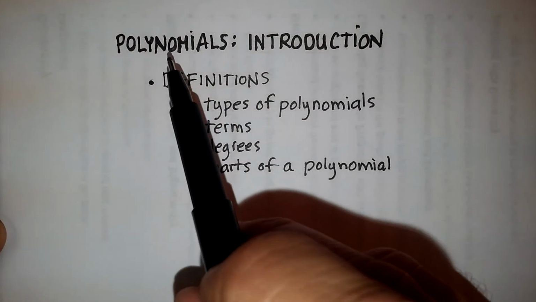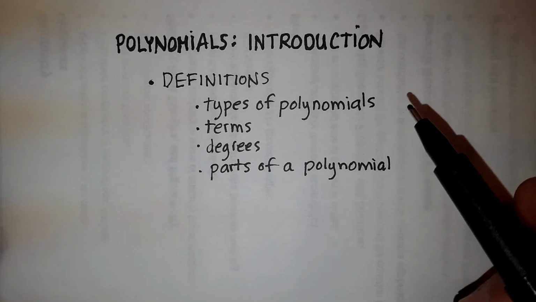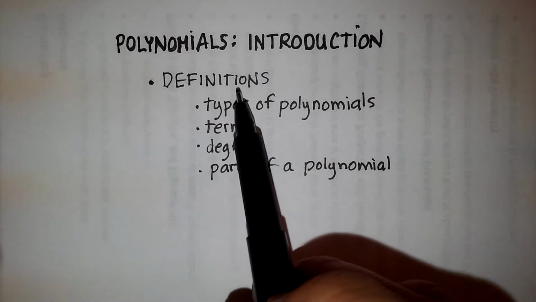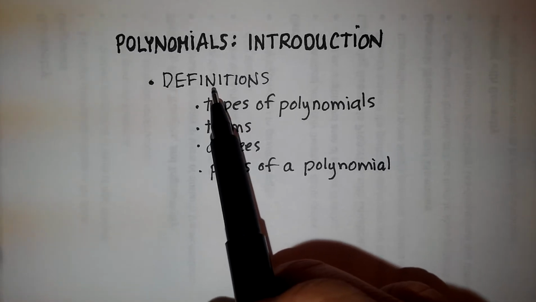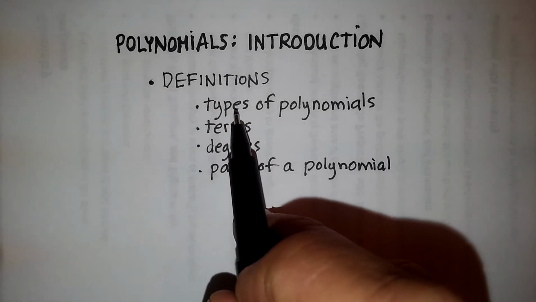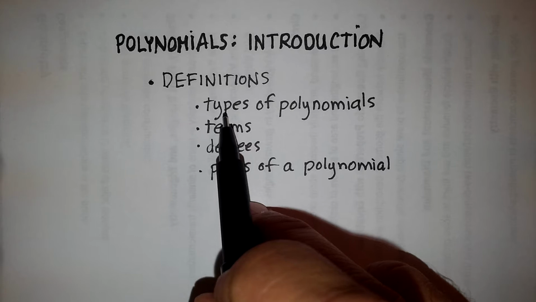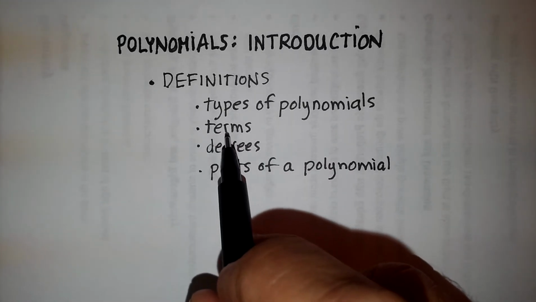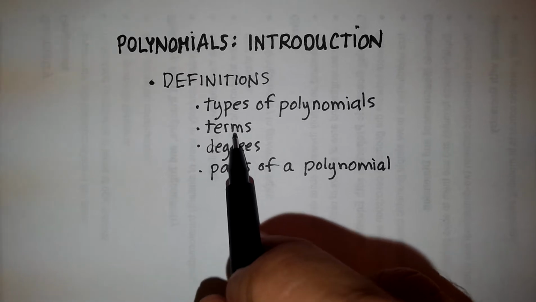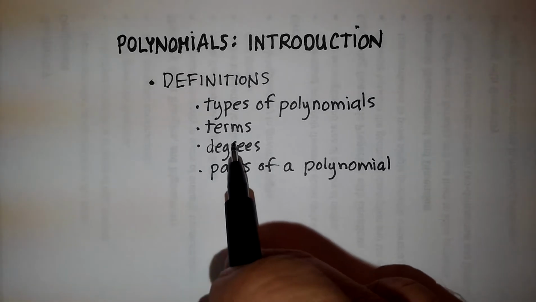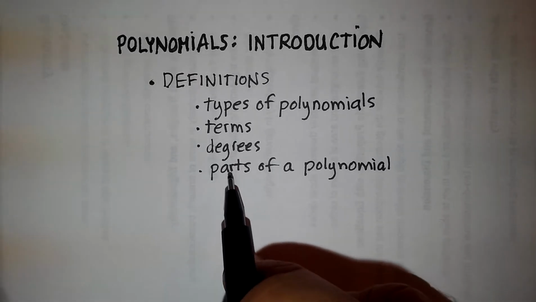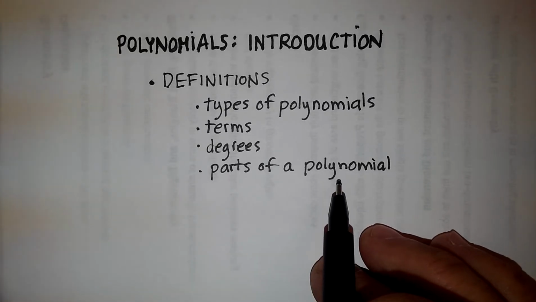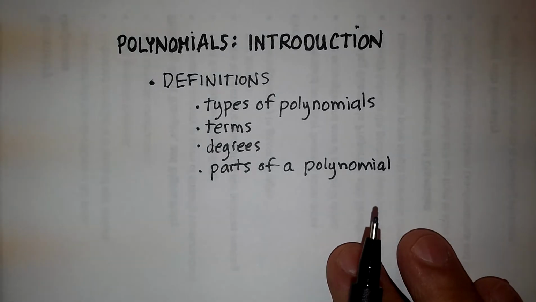Okay, in this introduction on polynomials, we're going to go over a couple of things, and this is just an introduction, so I think probably it's best to talk about definitions first. We're going to talk about what polynomials are, what the types of polynomials are, terms, which are the individual parts that make up a polynomial, the degrees of a polynomial, and finally the different parts of a polynomial, okay? And we'll just do it in that order.